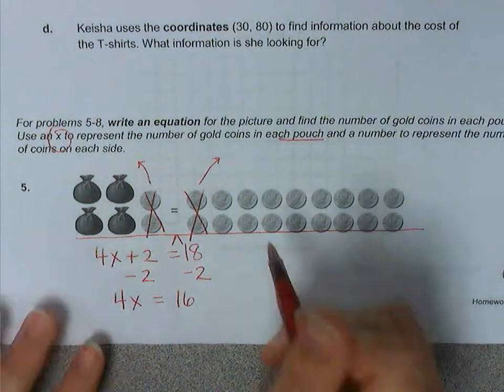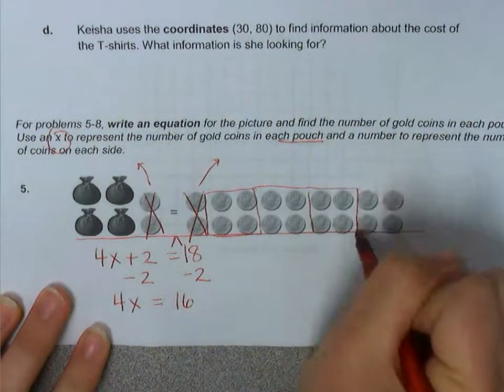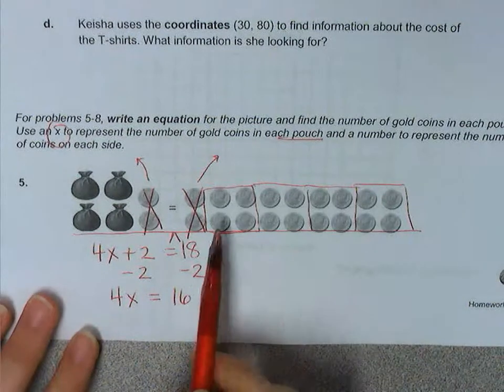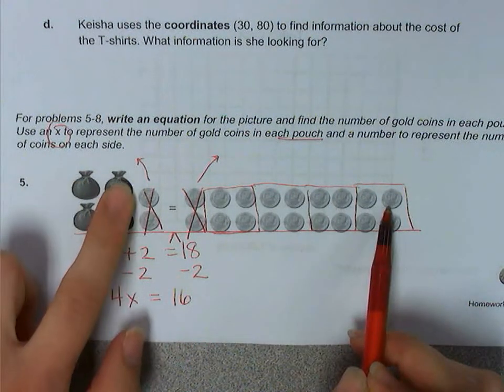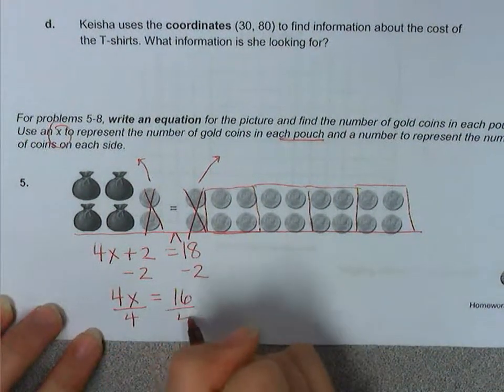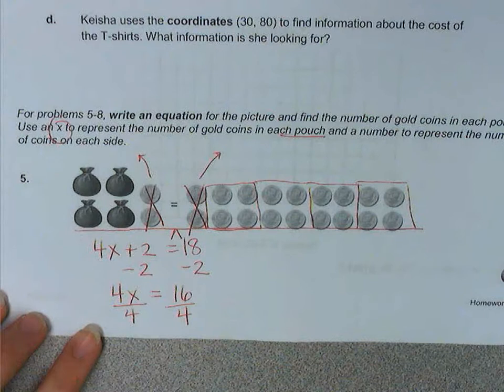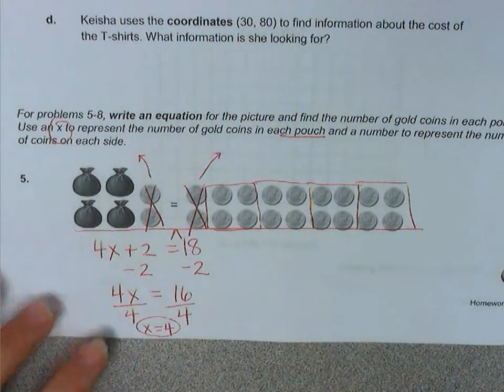Then most students said, well, I can make groups. So in this case, this would be a pouch, that would be a pouch, that would be a pouch, and that would be a pouch. So I have 4 groups of 4. When we group, we're dividing. I'm going to use a fraction bar. So x equals 16 over 4.